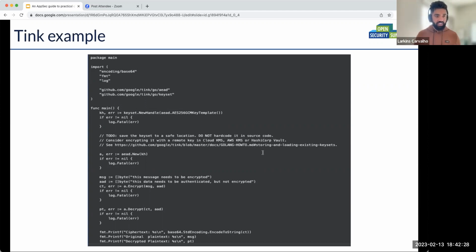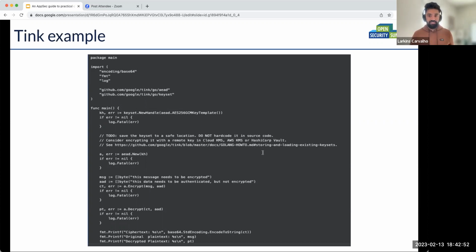Next, what are the different key types? The key type implementation is for a specific primitive. If you think about AES, then we might want to use AES 128 GCM or 256. And that is again tied to AEAD, which is a key set, the first line in the function main.